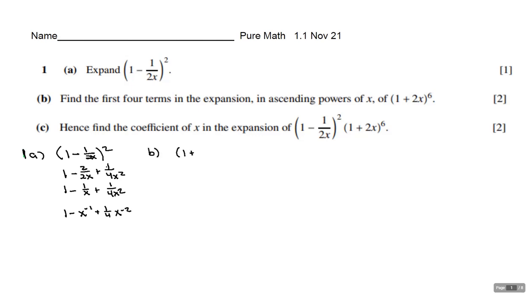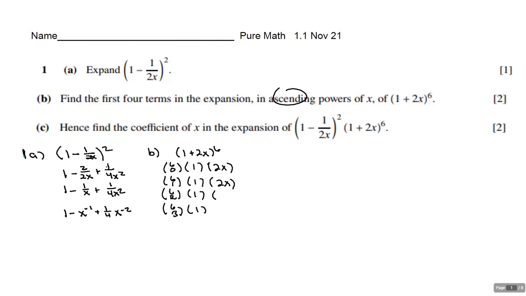Now for part B, what we've got to do is find 1 plus 2x to the sixth. Well, we're going to use binomial expansion: 6C0, 6C1, 6C2, 6C3. Notice how they say make it in ascending powers, so you want to make sure the powers are going up, which they are. So anyway, when we do this, we're going to fill in our exponents, and this is actually pretty straightforward. It's not that tough. I got 12x here. This is going to be 60x squared, and this is going to be 160x to the third.